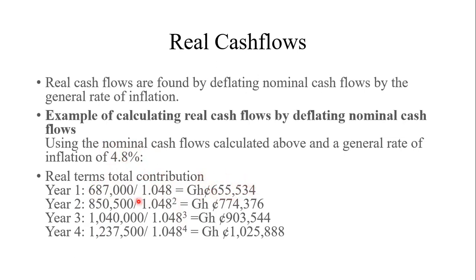2655,534. You apply the same for year two. This is going to be squared. For year three, it is going to be to the power 3. Year 4 is going to be to the power 4. And then you get your deflated figures.